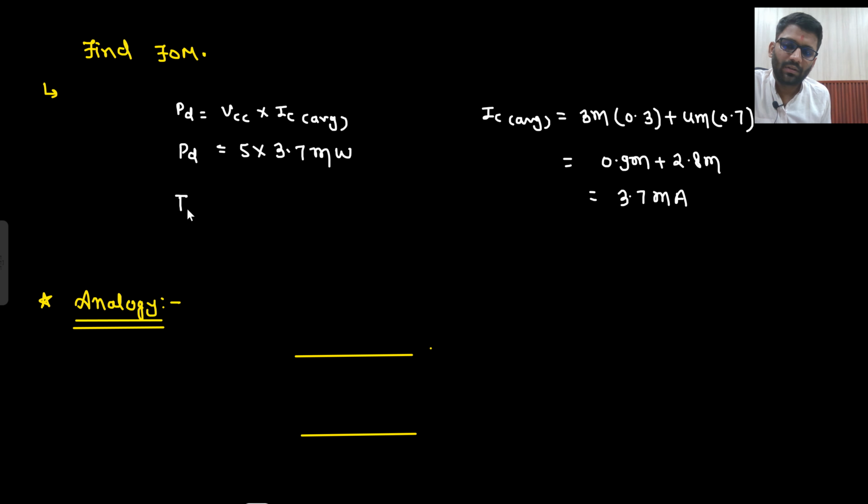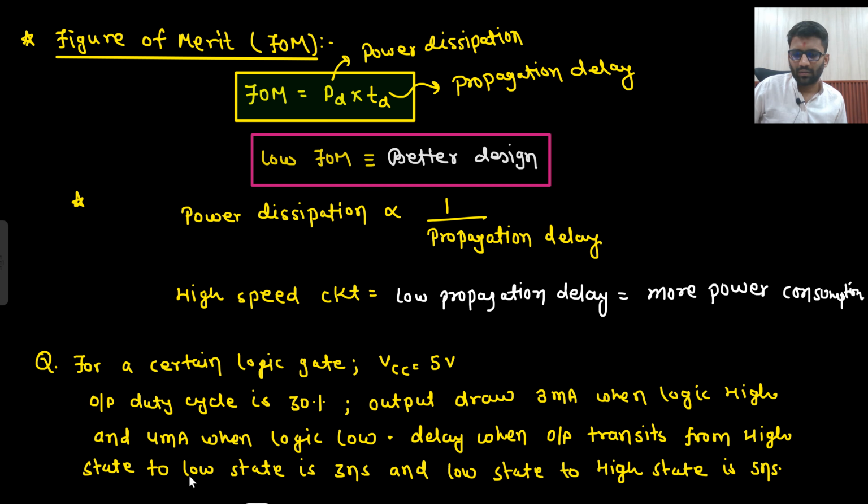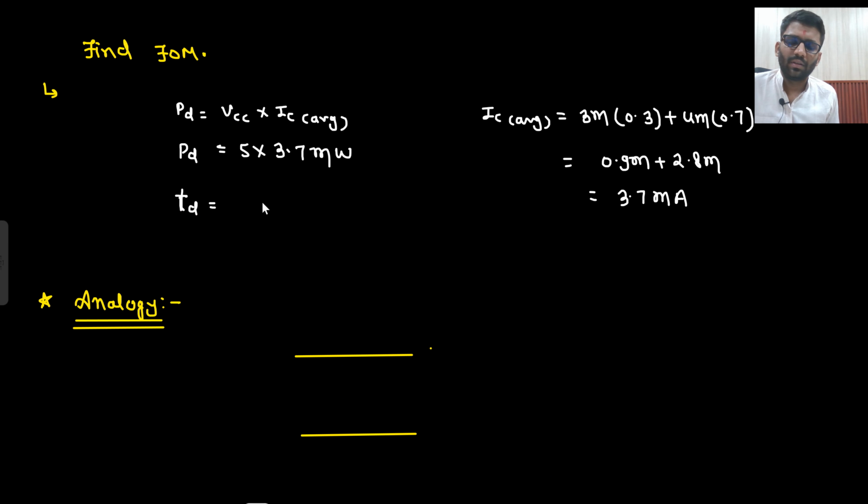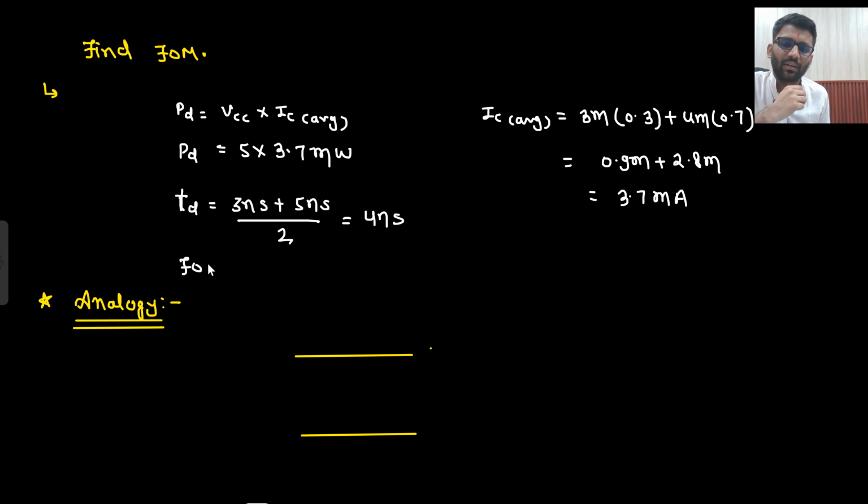And what about the propagation delay? This should be given: the transition from high state to low state and low state to high state. High to low is 3 nanosecond and low to high is 5 nanosecond, divided by 2. So what you are getting is 4 nanosecond. This is the delay. So what will be your figure of merit? 5 into 3.7 milliwatt into 4 nanosecond.